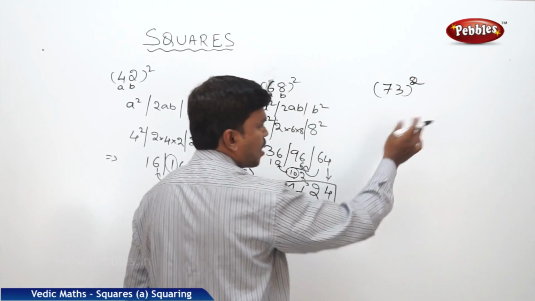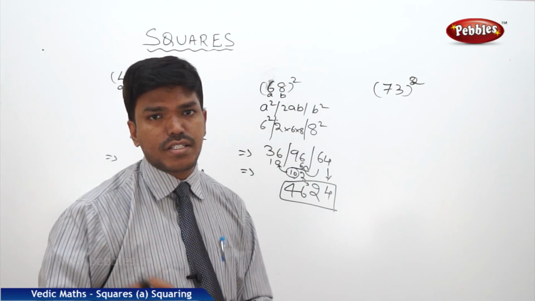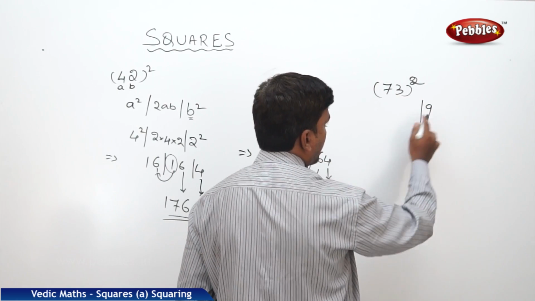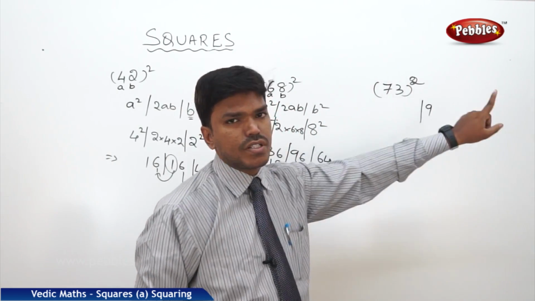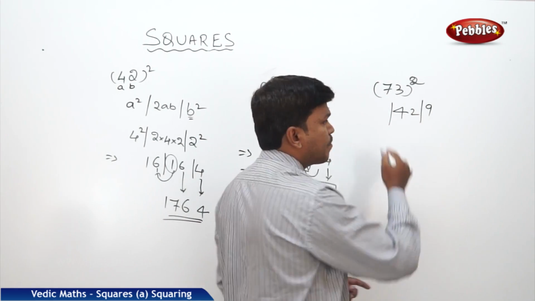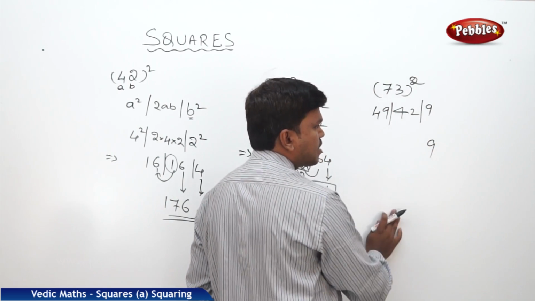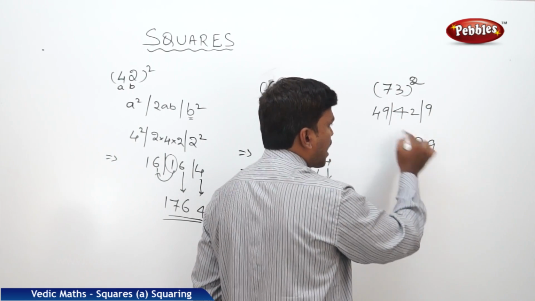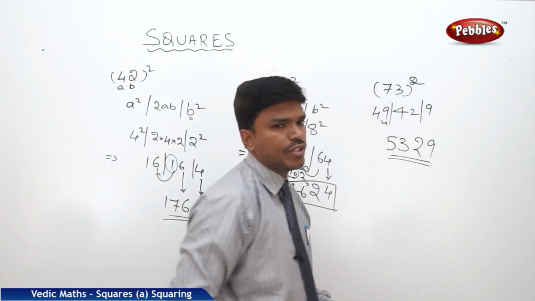One more example. I want to calculate 73 square. Start from the right side. This time I won't tell you the formula, and I will do the direct steps. B square means 9. 2AB: 2 sevens are 14, 14 threes are 42. A square means 7 square, 49. Start balancing. There is only one digit, so drop it as it is. In this part there are 2 digits, so drop the ones place and carry the remaining. 49 plus 4 is 53. So what is my answer? 5329.